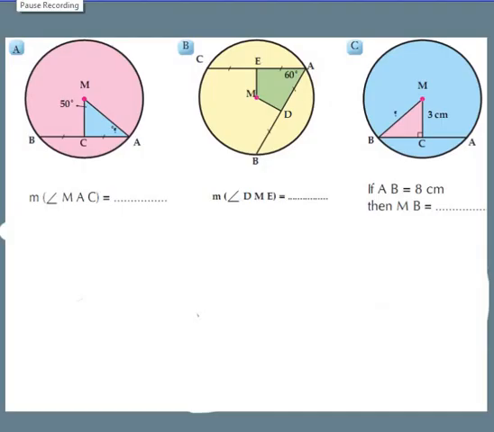Exercise number 1, A. Circle M, and line segment AB is a chord. C is midpoint of segment AB. Then MC is perpendicular to segment AB. This angle, its measure is 50 degrees, and measure angle ACM is 90 degrees. Then measure angle MAC equals 180 minus (50 plus 90) equals 40 degrees.